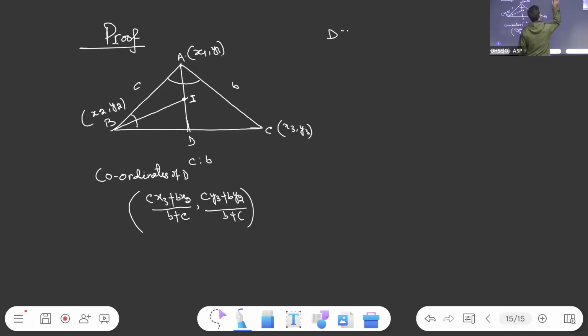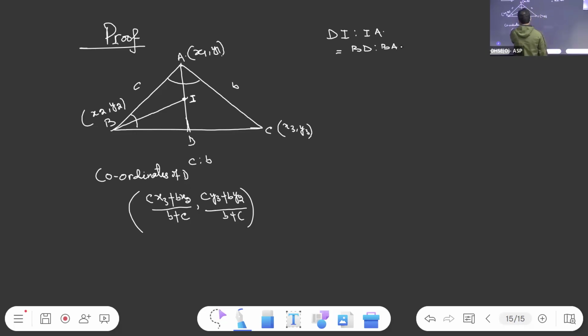DI is to IA equals BD is to BA. So first of all, we have to calculate the length BD.